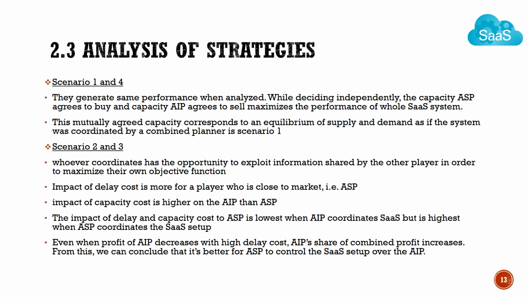The impact of delay cost is higher for ASP as it is close to the market. Hence, the combined share of AAP's profit increases even when there is high delay cost. Considering this, we can conclude that it's better for the ASP to control the SaaS setup over the AAP.